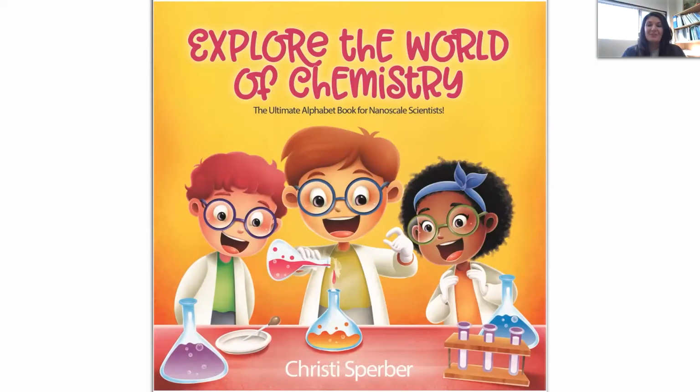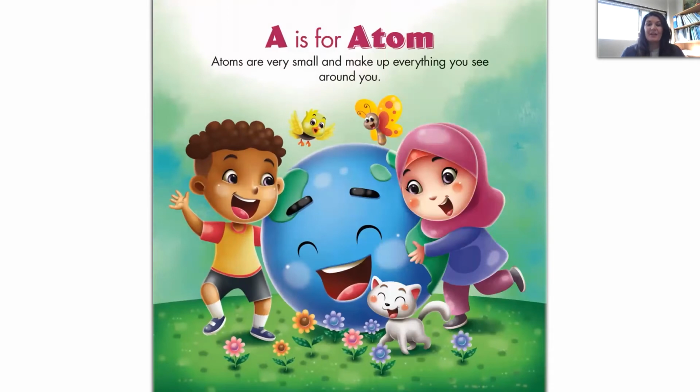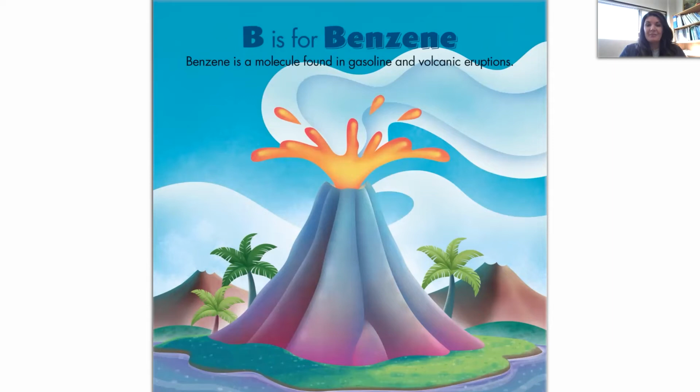Explore the World of Chemistry, the ultimate alphabet book for nanoscale scientists. A is for atom. Atoms are very small and make up everything you see around you. Like cats and animals and earth and you, everything is made out of atoms. B is for benzene. Benzene is a molecule found in gasoline and volcanic eruptions. It is a molecule made up of different atoms, and every molecule can do something different.